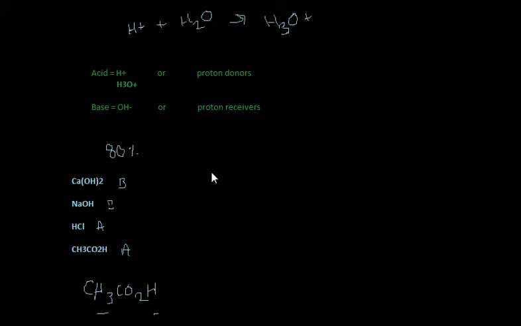A more accurate definition is the Bronsted-Lowry definition, and that says that an acid is a proton donor, and essentially that is what's happening in all of these. And a base is a proton receiver. Okay.